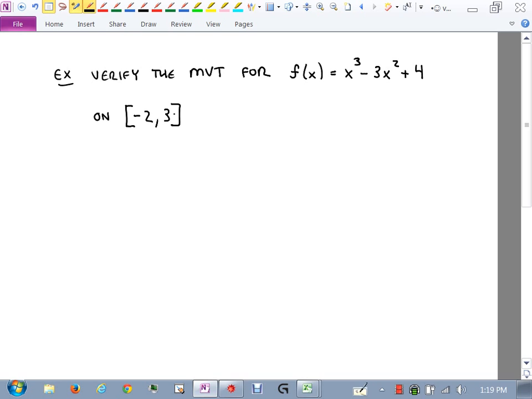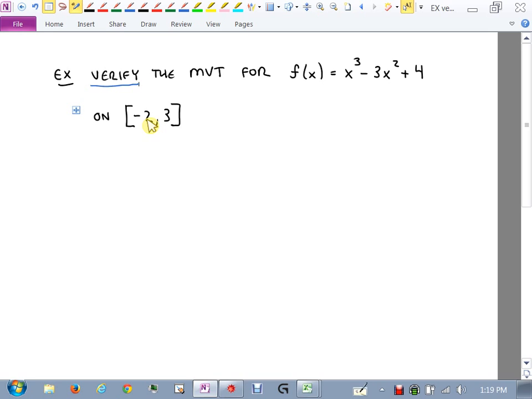So it's just saying to verify the mean value theorem. It's telling me that I need to show that there exists at least one point inside this interval where, when I take the derivative at that point, it should be parallel to the two endpoints of this curve. So yes, that's what I need to show. I need to just show that that's true.